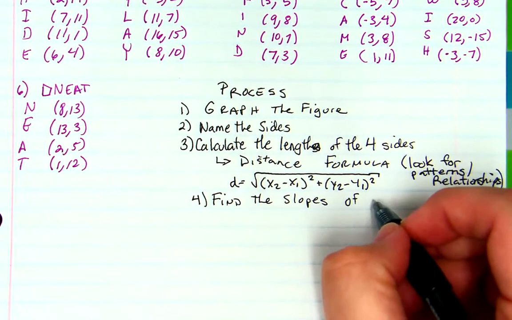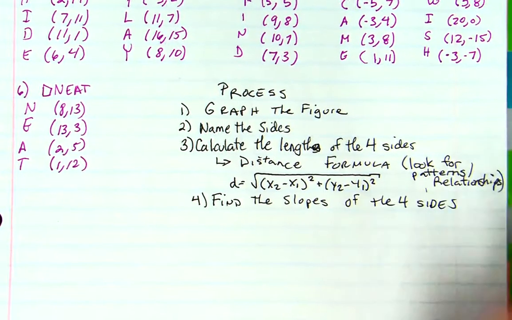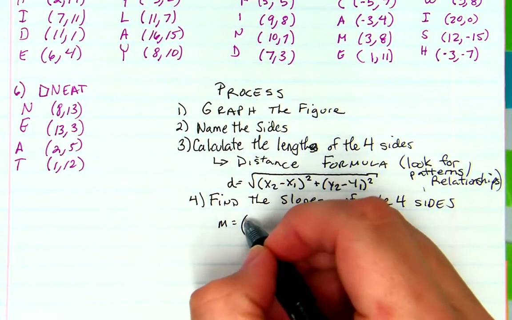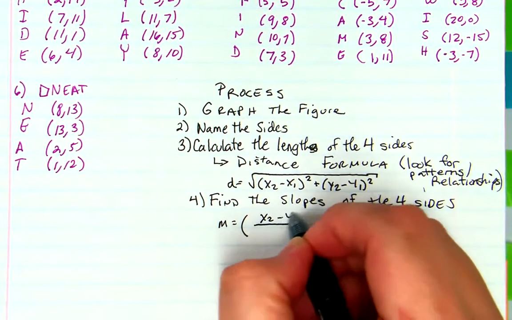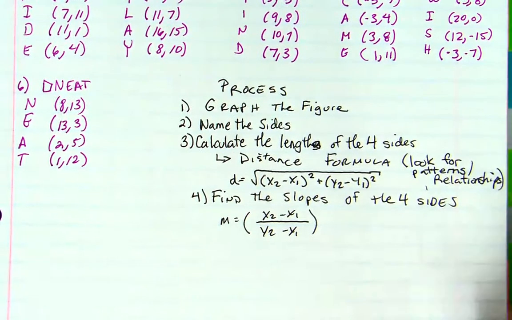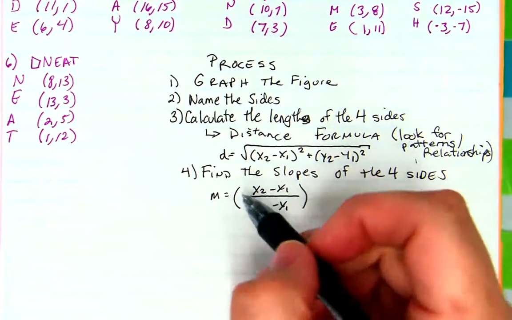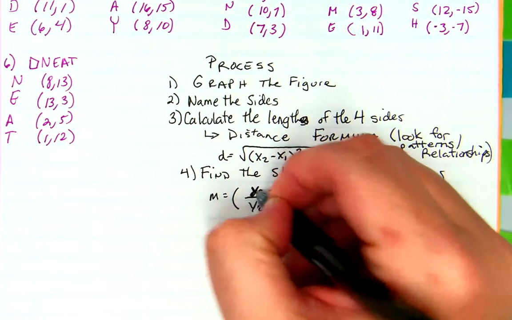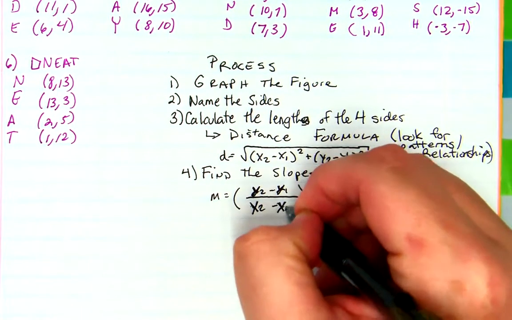Find the slopes of the 4 sides. So we'll use m is equal to y2 minus y1 over x2 minus x1. I didn't need parentheses. Now, if you look, oh, that's totally wrong. It's y's up there, and x is down there. It's still early in the morning. It's Monday. What do you expect?